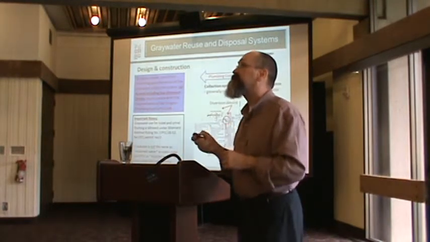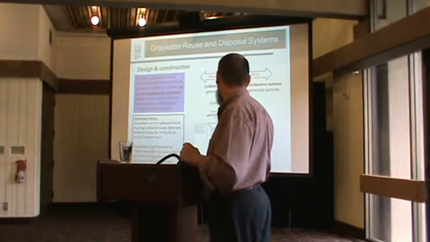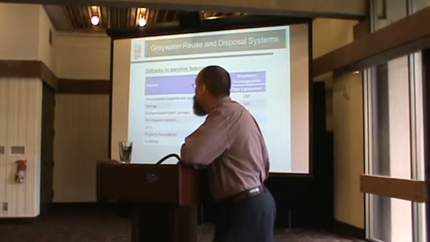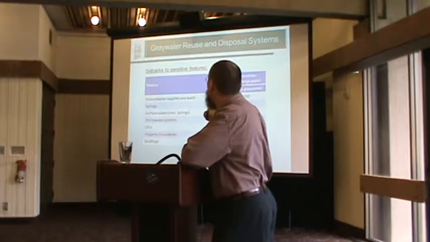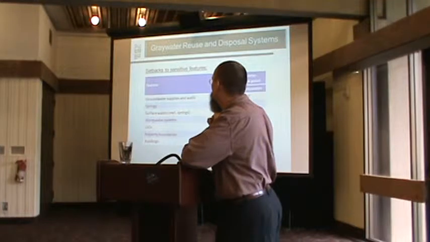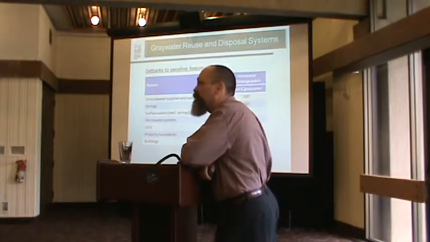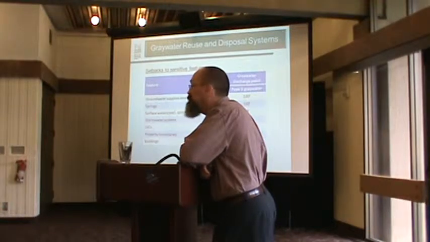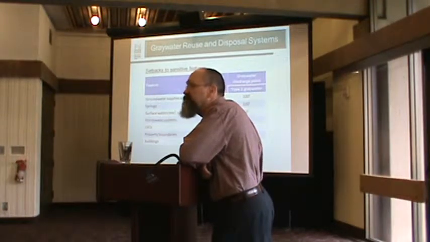Question: if you're looking at a 100-foot setback, what do you consider a sensitive area? What do I consider a sensitive area? Well, that's a feature, those are the things on the left. So groundwater supplies, groundwater wells, springs, surface water, stormwater systems, underground injection control systems, those are dry wells, property boundaries, buildings. So those are the sensitive features.